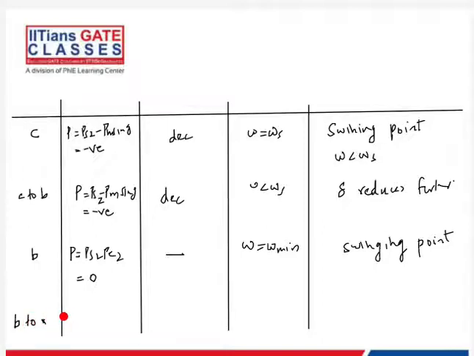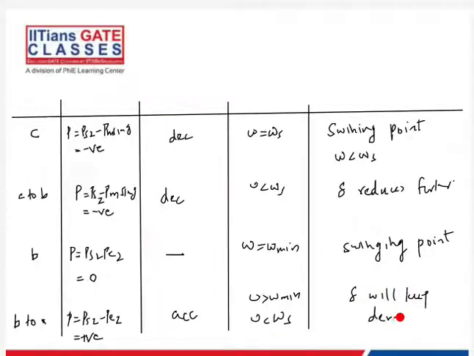So at this point, what happens? P is equal to P_s2 minus P_e2, which will be positive. So there is acceleration. So omega will start increasing, but omega will be less than omega s. So delta will keep decreasing. Right? So now what happens? Once you guys have finished noting this down, right?